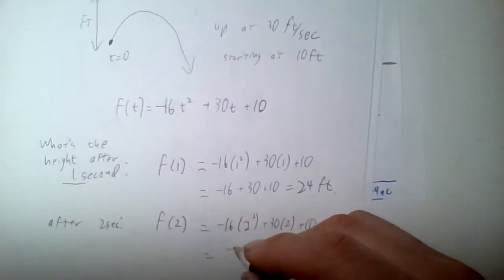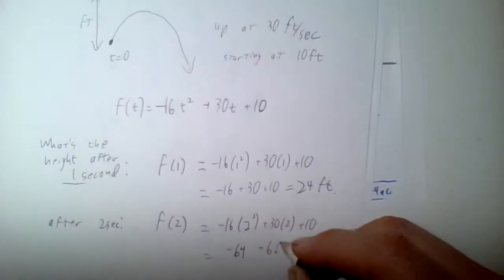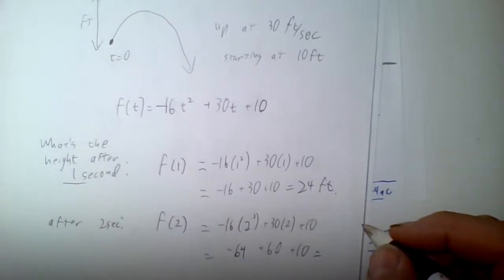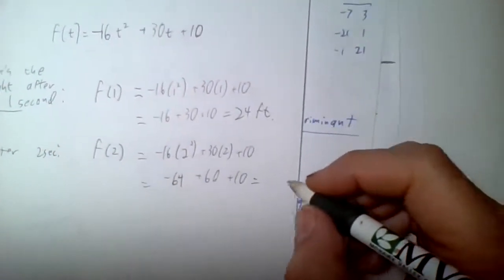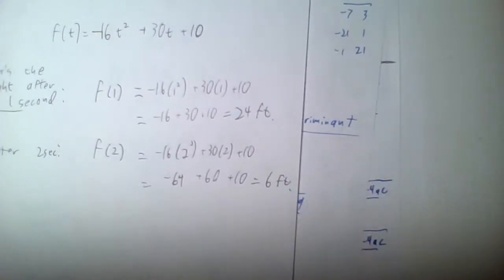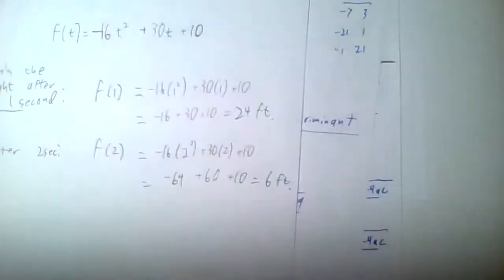After 2 seconds, we got negative 64 plus 60 plus 10 comes out just 6 feet. So after 1 second, it's way up in the air. After 2 seconds, it's already back down. Now, if this is on the court somewhere, it's pretty likely somebody's going to grab it before it gets back down to 6 feet. Right, we're down below the rim over here at t equals 2. It's already on its way back down. Somebody's probably going to grab it by then.